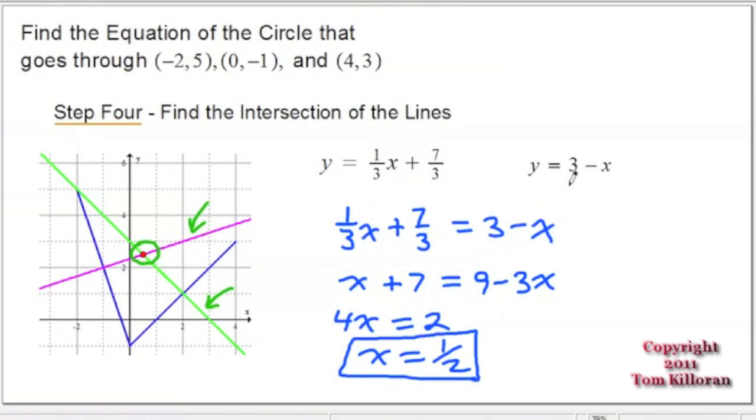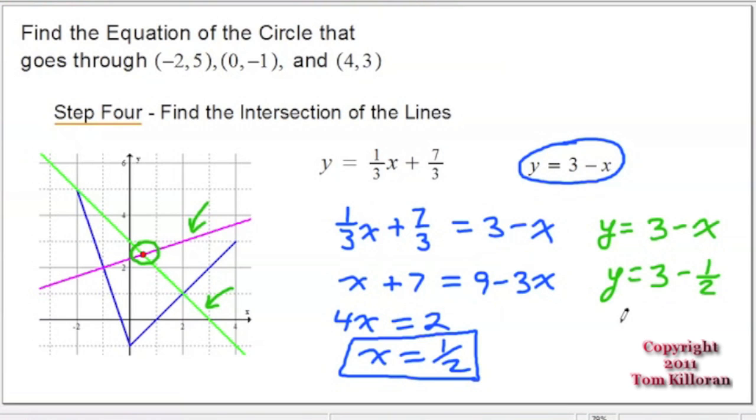And to find the y-coordinate, I would plug it into the easier of the two equations and solve that one for y. So we're going to get y equals 3 minus x. I know that x is equal to a half, so I'm going to have y equals 3 minus a half. And this is the same thing as 6 halves minus 1 half, which would give us y equals 5 halves.